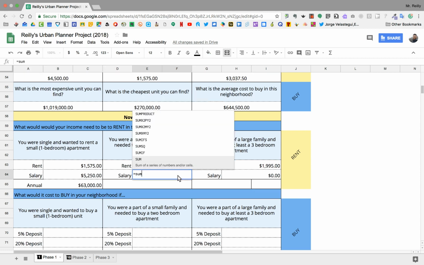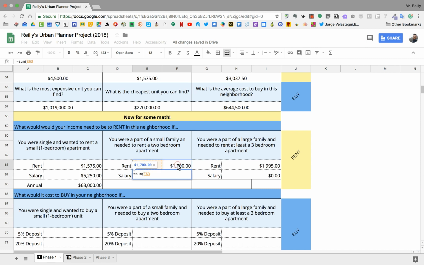Okay, and you can do the same thing for those as well. So equals sum divided by 0.3, and so on and so forth. Okay, and that's how you collected that data.